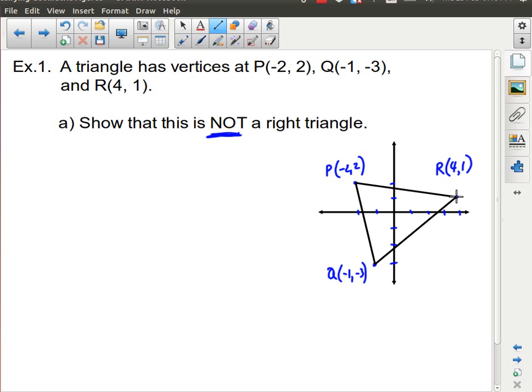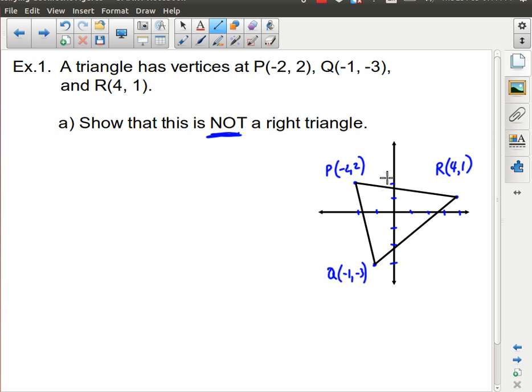Now, when you draw a diagram, even if you've been very careful and done this on graph paper, this is just a guide. Your diagram cannot actually be your mathematical justification for the answer. So showing that this is not a right triangle, I've drawn a pretty good diagram here. I don't see any right angles, so obviously this is not a right triangle. Well, that can't be the case. You can't look at it that way.